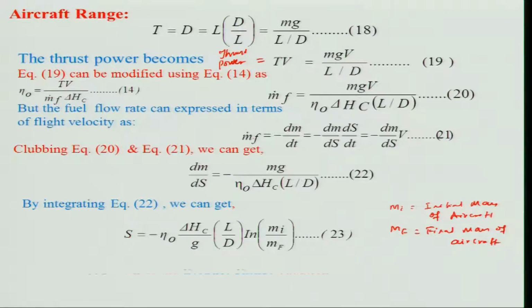If you look at this range equation, it is known as the Breguet range equation, which some of you might be aware of. Keep in mind this range will be dependent on the overall efficiency, on the heat of combustion, and on L by D. Now, we will be looking at what kind of conditions can maximize this range, and how we can maximize that.